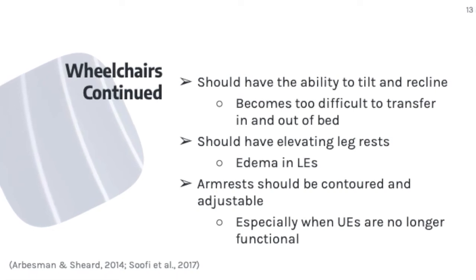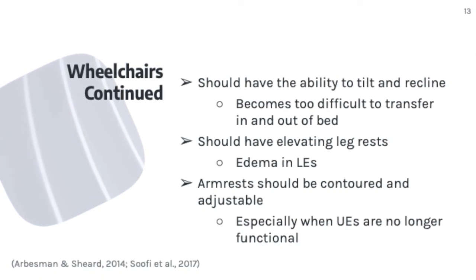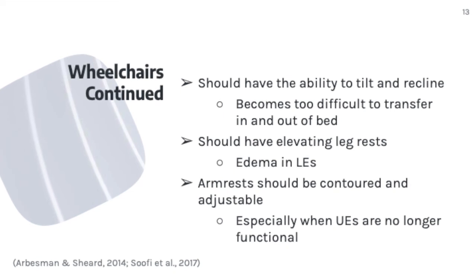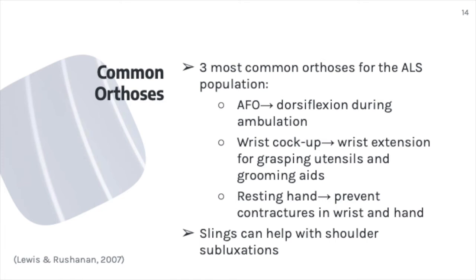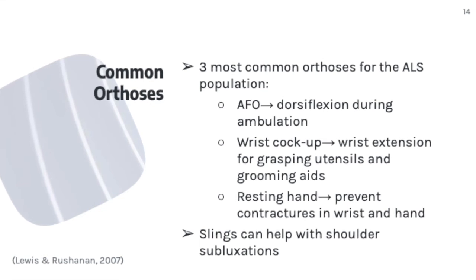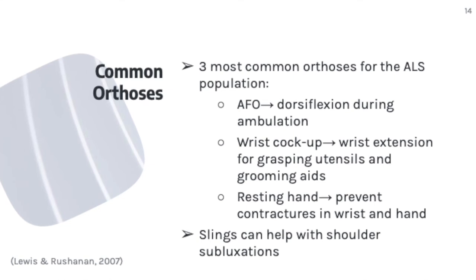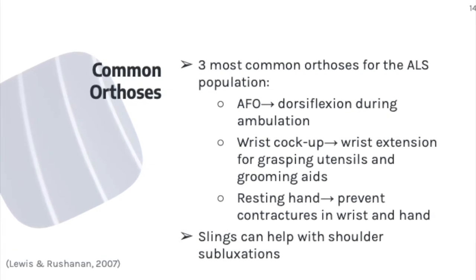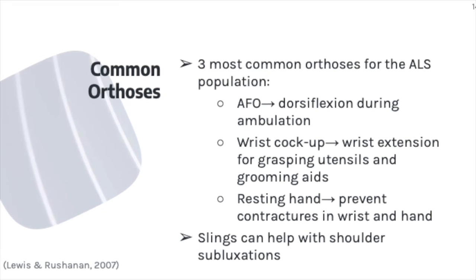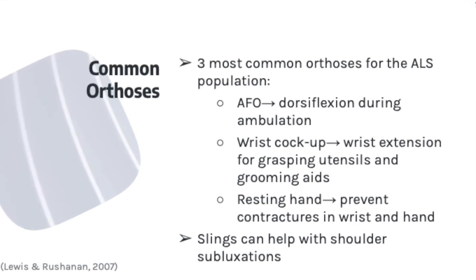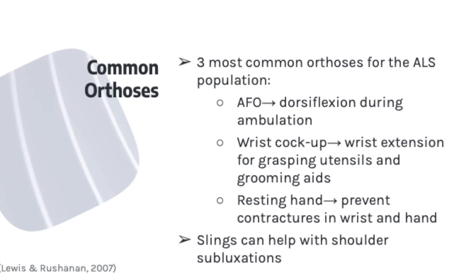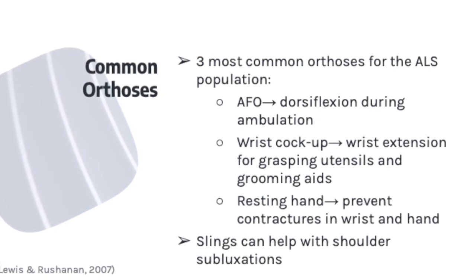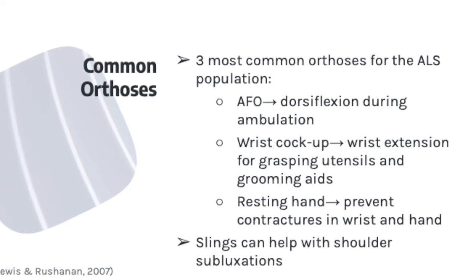Elevating leg rests will allow for reduction of edema, and armrests should be contoured and adjustable, especially when upper extremities are no longer functional. Common orthoses used with the ALS population are AFOs, wrist cock-up splints, and resting hand splints. AFOs help with the dorsiflexion during ambulation. Wrist cock-up splints allow for further wrist extension to obtain utensils, grooming aids, or other materials, and resting hand splints are effective in preventing wrist and hand contractures.